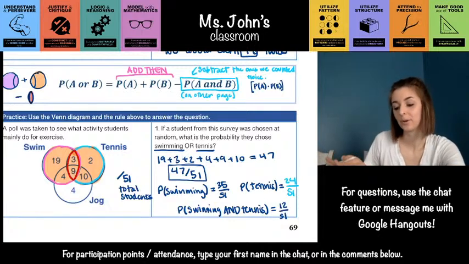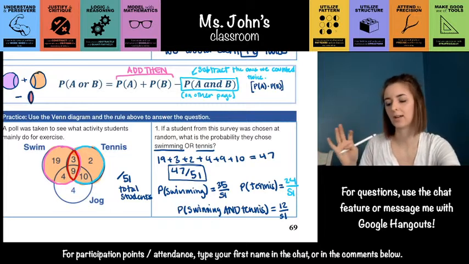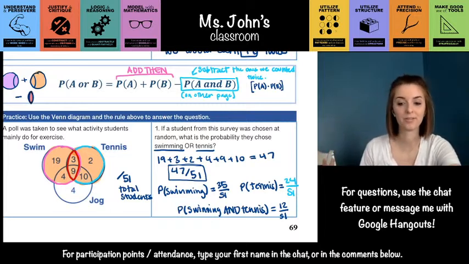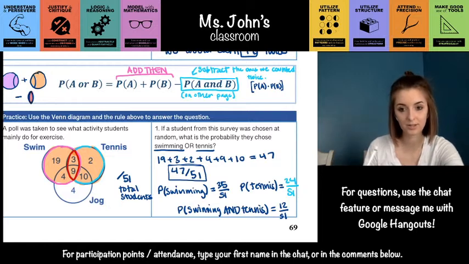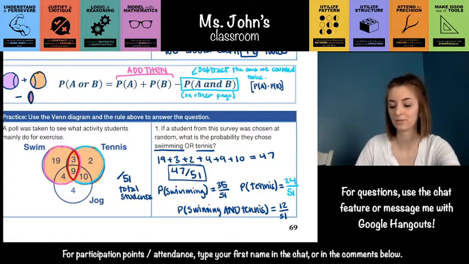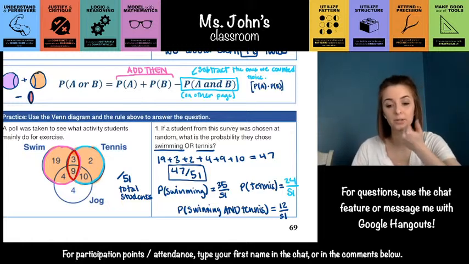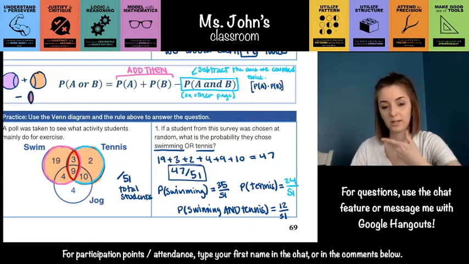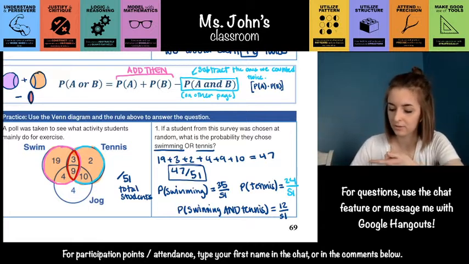So now I have all my components, right? Notice, first of all, I already solved this problem. I just counted all the things that we needed together. I'm just showing you that this formula works for when you don't have a Venn diagram available for you. So if we calculate the probability of just swimming, probability of just tennis, we would add those together.